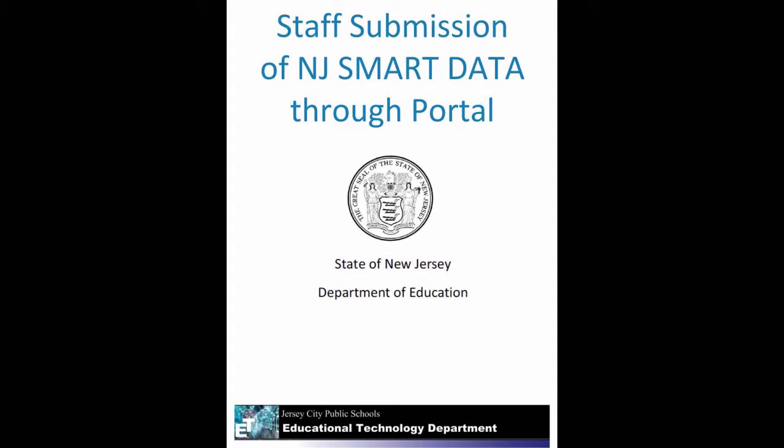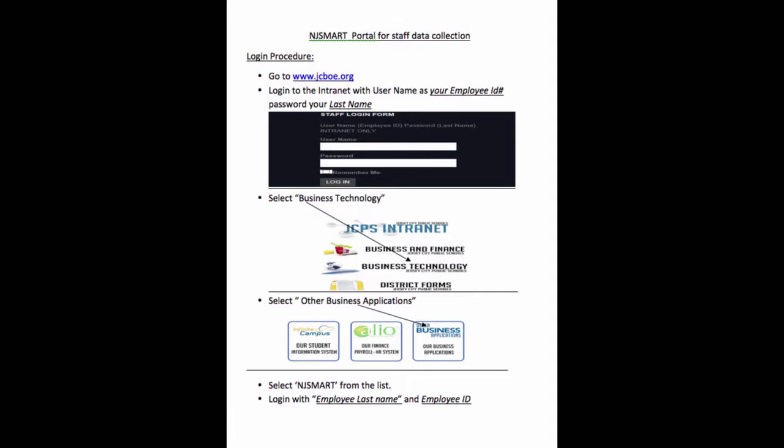Go to the district's website at www.jcboe.org to get on the district's intranet. Follow the directions to log on to the intranet. The username is your staff ID number, and the password is your last name. Contact your payroll clerk if you don't know your staff ID.